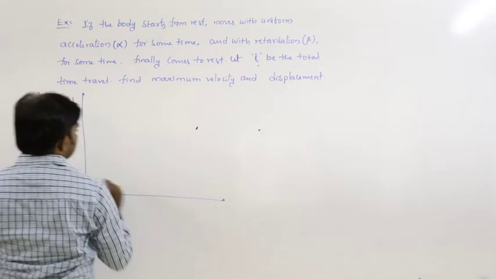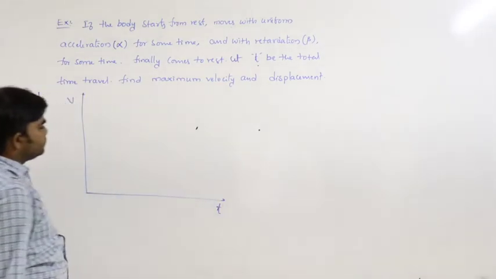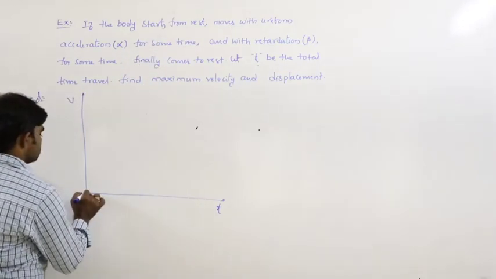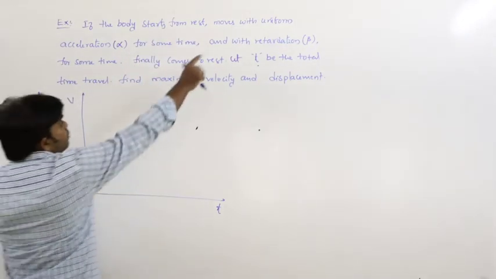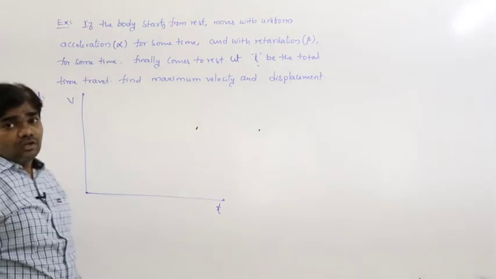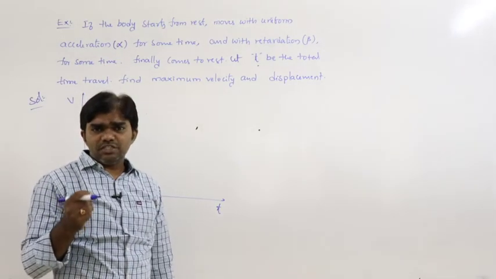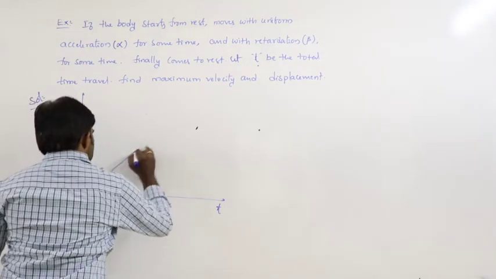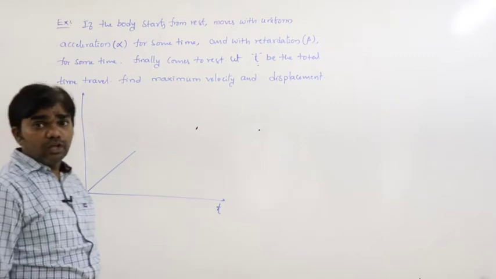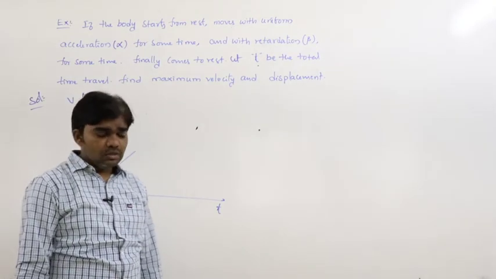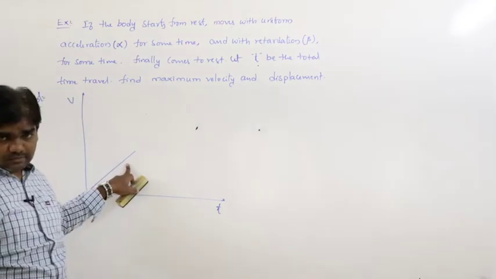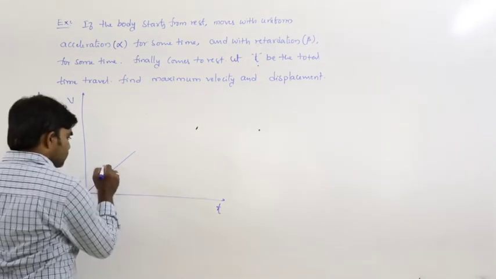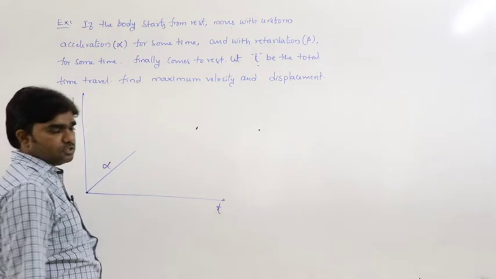Velocity time graph. If the body starts from rest, the graph must start from this position. Moves with uniform acceleration alpha. What is the shape of the velocity time graph for a body moving with uniform acceleration? So this is the shape of the graph. Straight line passes through the origin. So alpha is the uniform acceleration.